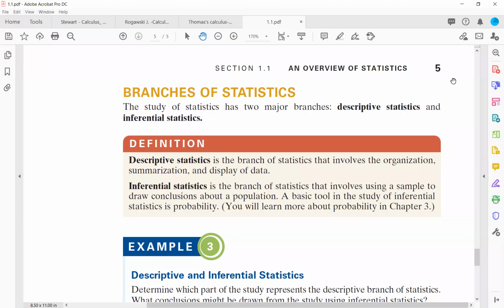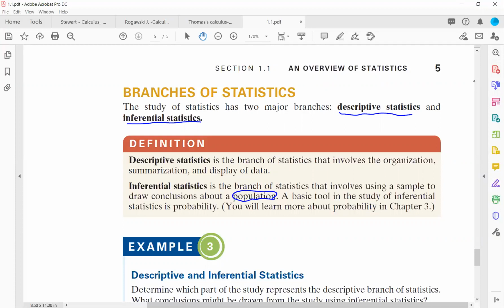Very well, when it comes to statistics, we have different branches. The first branch is descriptive statistics, and the second branch is called inferential statistics. Let's go over the definition together. Descriptive statistics is the branch of statistics that involves the organization, summarization, and display of data. So you already have some data, a collection of values, and you're putting them in a nicer and more compact format to visualize the data. Inferential statistics is the branch of statistics that involves using a sample to draw conclusions about a population.